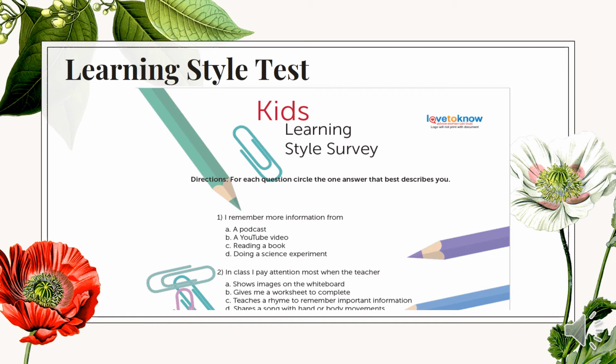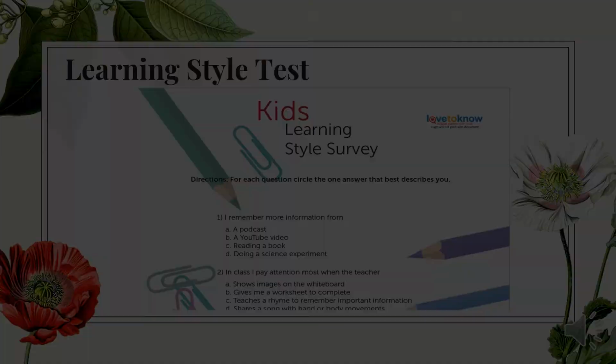You just choose what really suits you. And then after you answer all the questions, just write the letter that you choose. For example, 1A, 2C, or whatever. Just write on a paper the letters of your answers, and then I'm going to show you how to count the results.